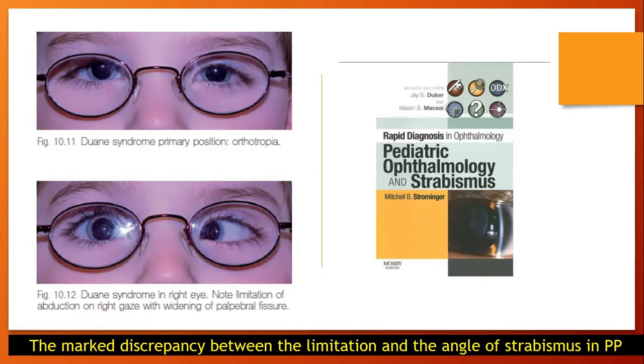So correcting the abnormal head posture is a good step before version testing, but not essential. But if you want to check the alignment, you have to correct the abnormal head posture, whether by Hirschberg or whether by cover test. You must correct the abnormal head posture at first.